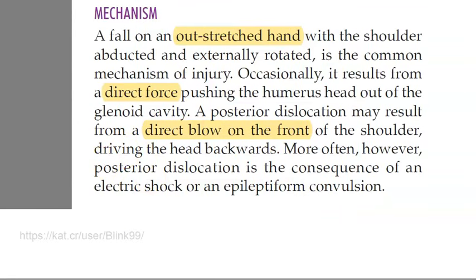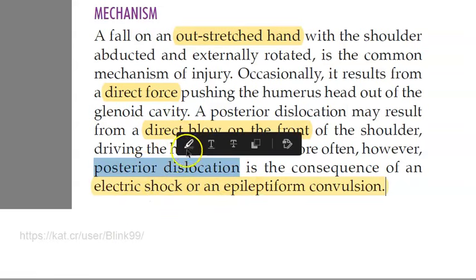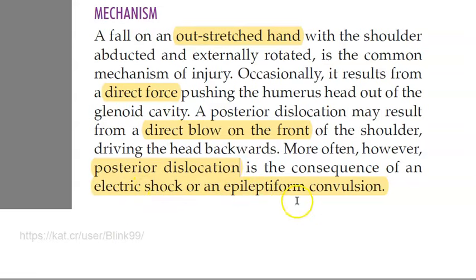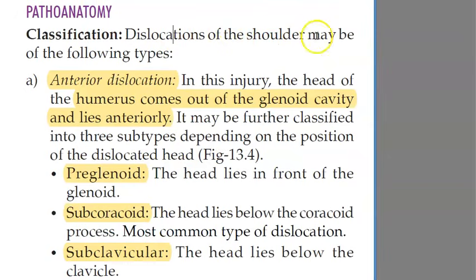For that, the reasons you can search. Meanwhile, just understand this. If it is a posterior dislocation, it can be mostly because of a shock or an epileptic convulsion, okay? Posterior can also be because of a direct blow from the front. So, dislocation of the shoulder can be what and all? Can you say the names?